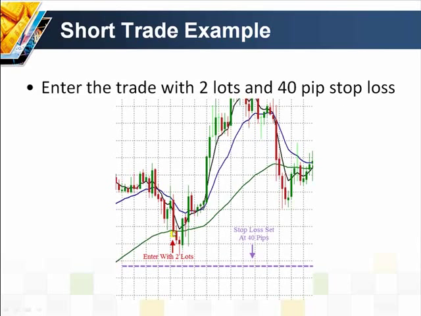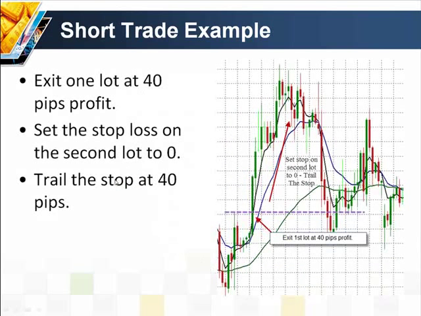So we enter here with two lots, and we set our stop loss 40 pips back to protect ourselves in case the trade doesn't move in our favor. And we exit one lot at 40 pips profit, so we set our take profit level to 40 pips. And when that first lot exits, we move the stop loss to the break-even point, and we trail the second stop loss until it is hit.